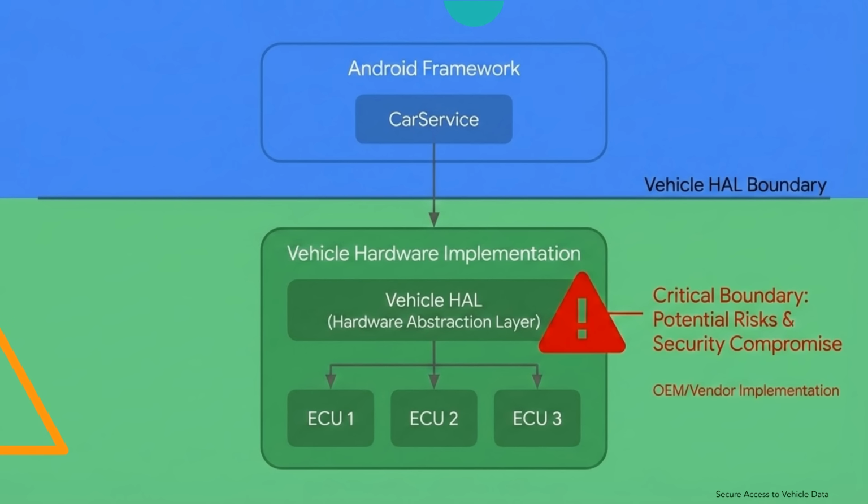Vehicle HAL, Vehicle Hardware Abstraction Layer, represents the boundary between Android framework and vehicle-specific implementation. Car Service communicates with Vehicle HAL using defined interfaces. Vehicle HAL then interacts with underlying ECUs, electronic control units. This boundary is critical because Android framework assumes that HAL behaves correctly. However, HAL is implemented by OEM or vendor teams, which introduces potential risks. If HAL does not enforce proper validation or exposes unintended data, security can be compromised.